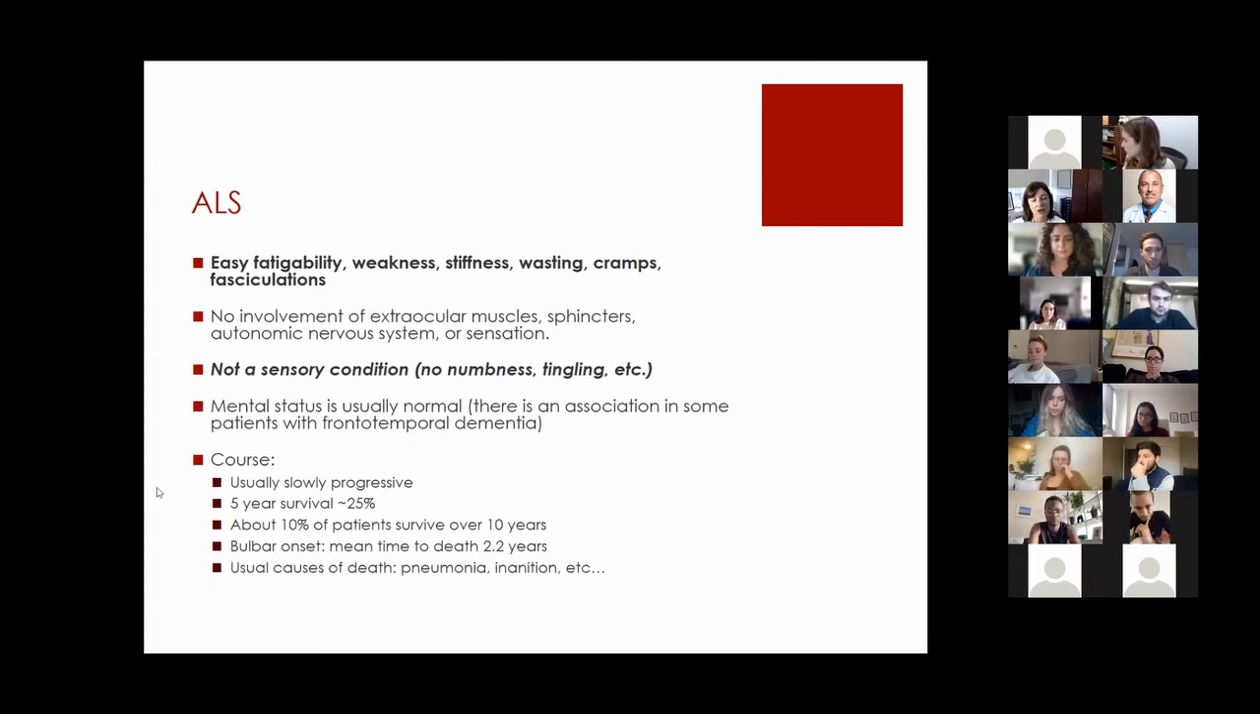Usually this disease is slowly progressive. There's a huge amount of variability in life expectancy, which is dependent on a number of factors, including the resources the patient has and what the patient's own wishes are. But in general, we see a 5-year survival of about 25%, but there are some patients who survive over a decade. Patients who have a bulbar onset tend to have a worse prognosis because it is harder for them to swallow and they may have a high risk of aspiration.